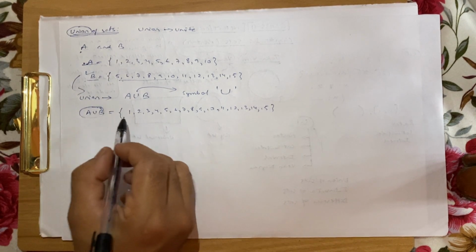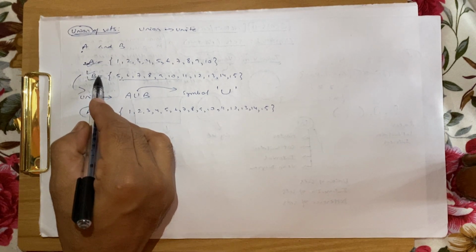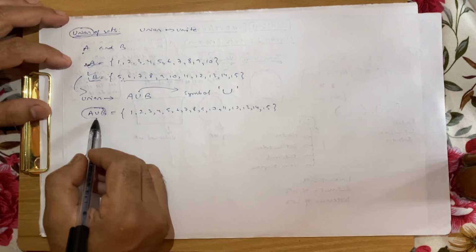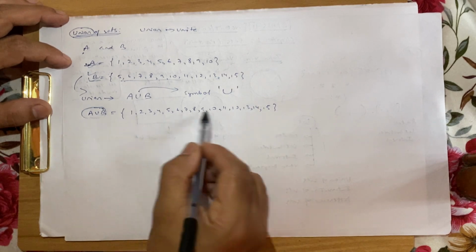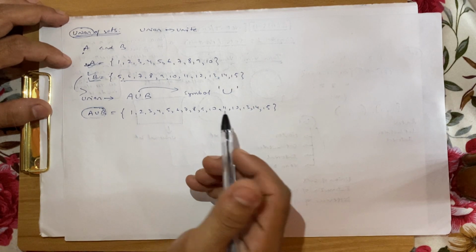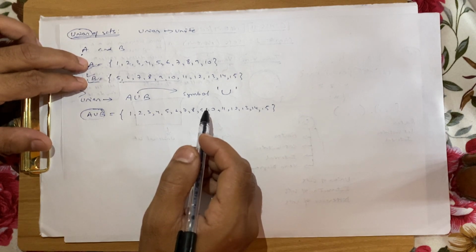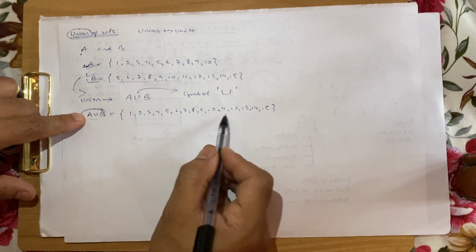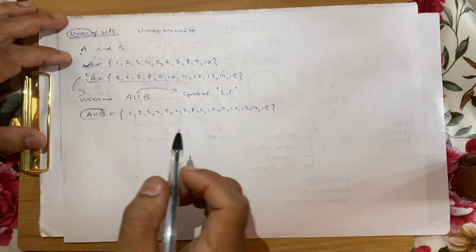Now, if you look carefully, I had both set A and set B in the roster form. See, this is a roster form, and the union also is in the roster form. And we know that while writing a set in the roster form, we cannot repeat elements. So when I combine set A and set B into one single set, I have not repeated any of the elements twice.